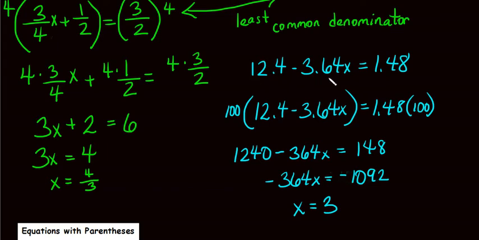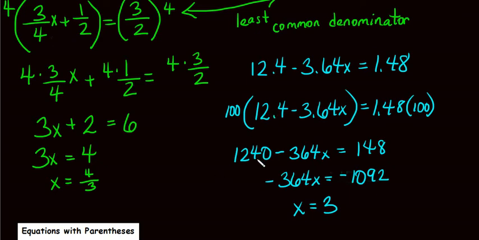12.4 take away 3.64x equals 1.48. Well, if you don't want to deal with all those decimals, just get rid of them. Multiply both sides by 100. I picked 100 because this decimal went to the hundredths place, so that would help me get rid of that decimal completely. I showed you right here how I grouped them. I'm going to multiply this entire side by 100 and multiply my answer by 100 to keep everything fair and equal.